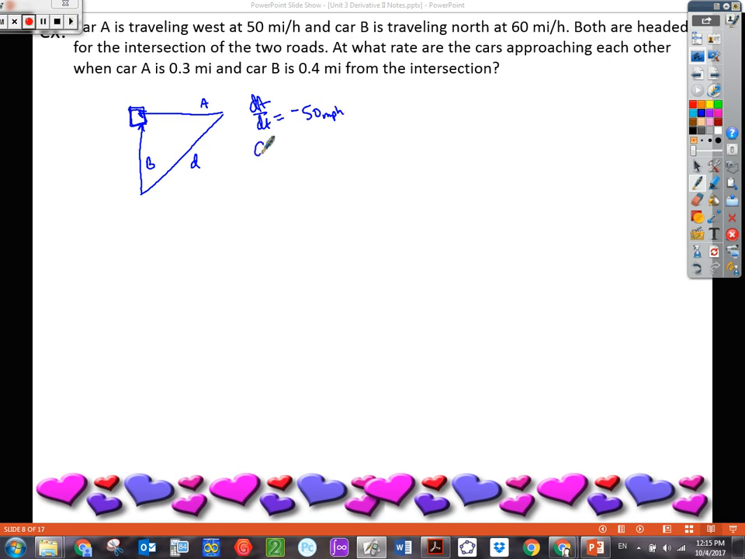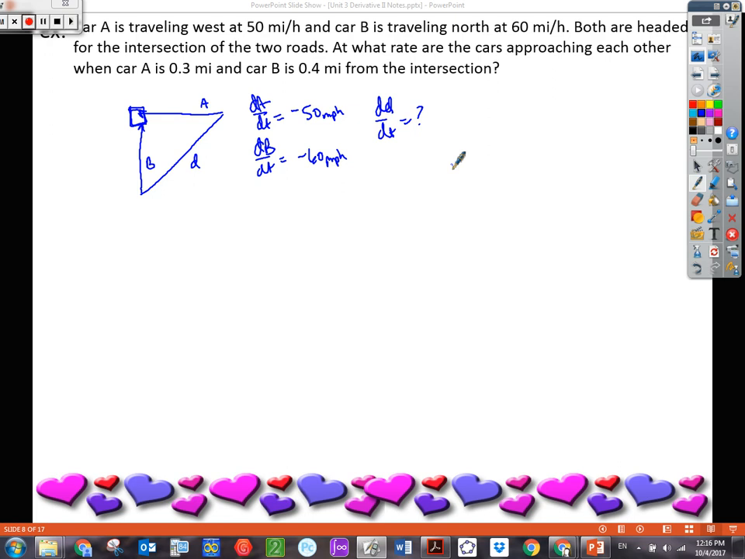Then I have the rate dB/dt, the rate that car B is going. Again, it's going to have the same sign, right? Because the distance between it and the intersection is also decreasing. So that rate is going to be negative 60 miles per hour. Okay, so what else? At what rate are the cars approaching each other? So they're approaching each other, I categorize as D, right? So dD/dt equals question mark.